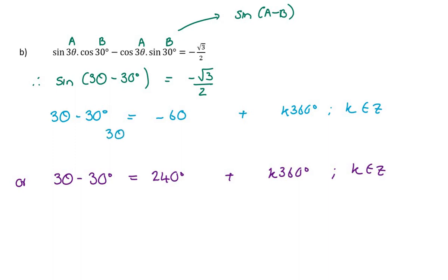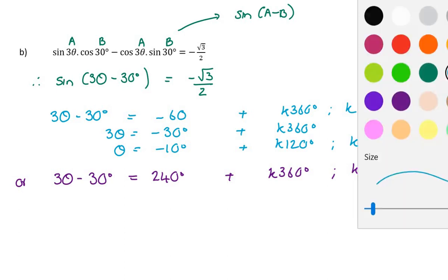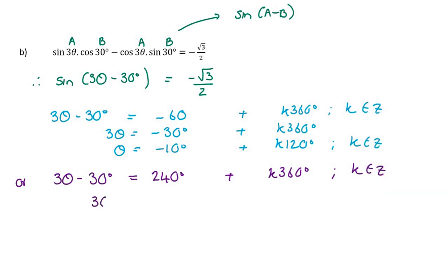So I'll get 3 theta equals negative 30 by adding 30 to both sides. Then I'm going to divide by 3 and I get negative 10 degrees, and I'm dividing by 3, so it's now plus k 120, k is an element of integers. Okay, and this last one, add 30 to both sides, which gives me 270 plus k 360, and again divide by 3. So 270 divided by 3, I get 90. Well, that makes obvious sense. Plus k 120, k is an element of integers.